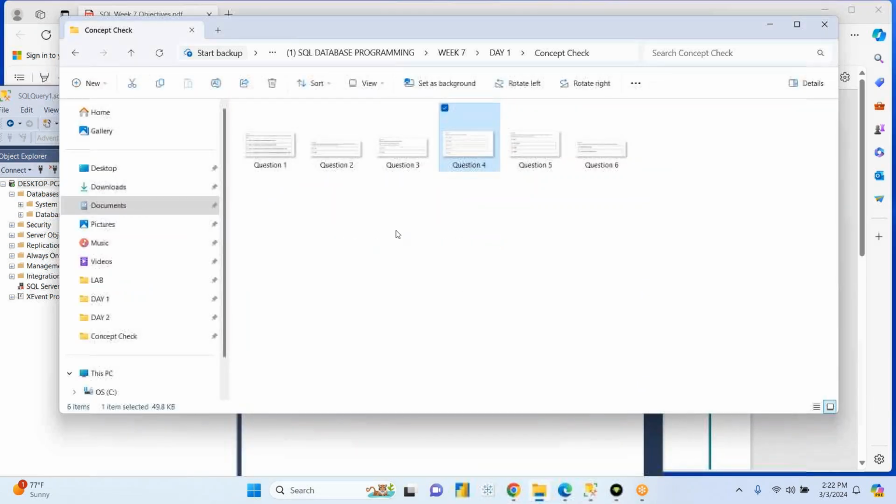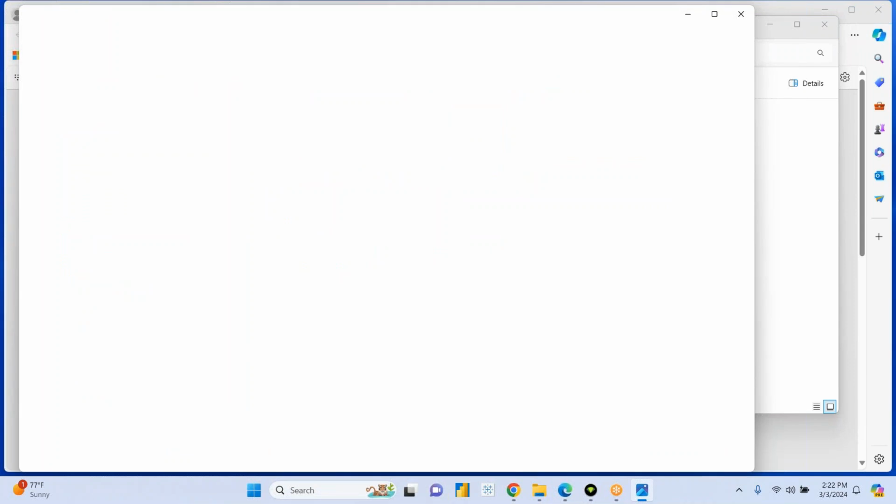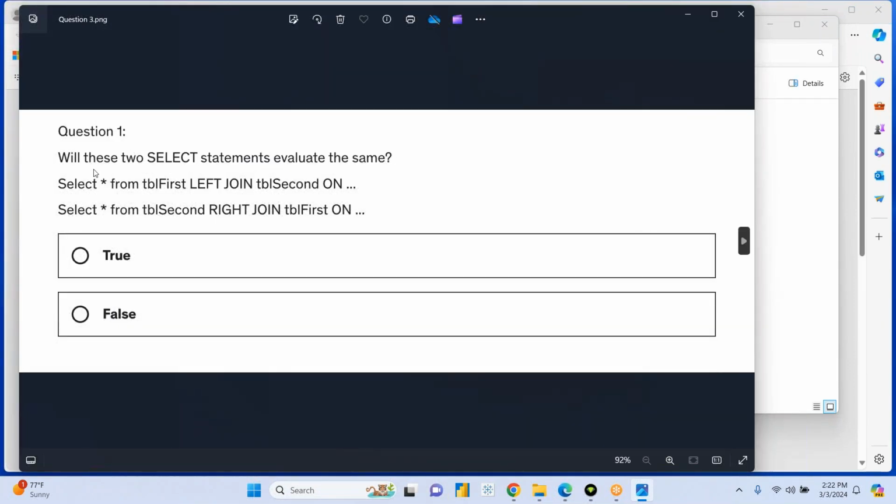Okay, let's go to the next one, question 3. Will these two select statements evaluate the same? What is the main difference between these two? If you look carefully, they are trying to highlight two concepts, left and right. This one has a left join, and let me highlight the next one. This one has a right join. So putting everything together, will these two select statements evaluate the same?